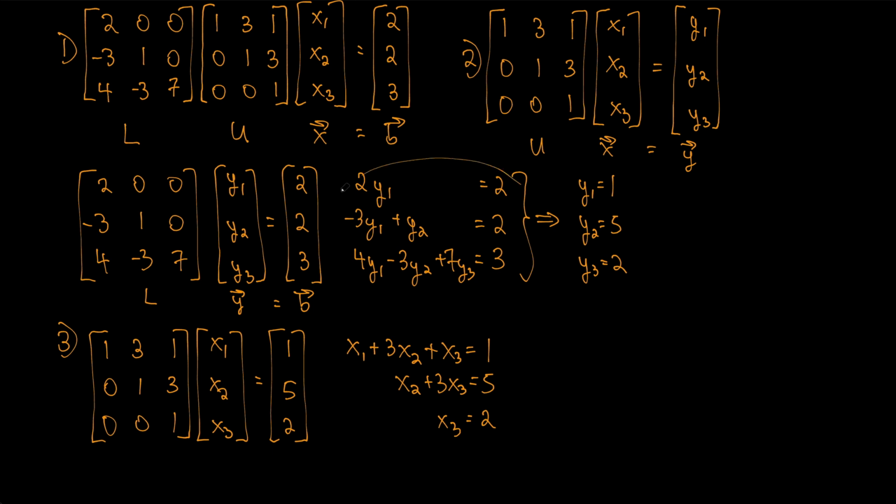And just like it was easy to solve this equation because L was lower triangular, it's easy to solve this one because U is upper triangular. We immediately have that x3 is 2, and we can plug that back in to see that x2 must be negative 1, and then plug both those into the top equation to get that x1 is 2.